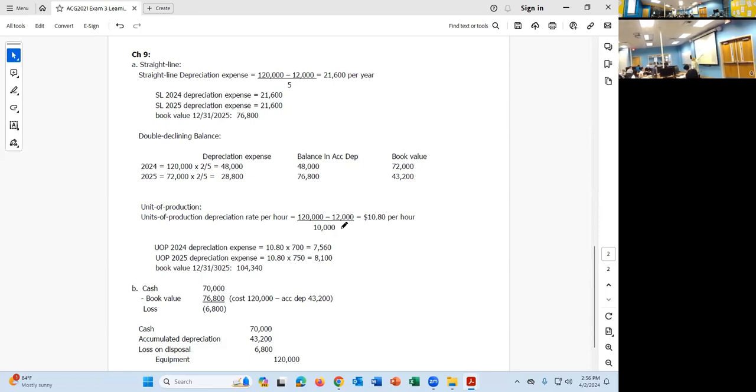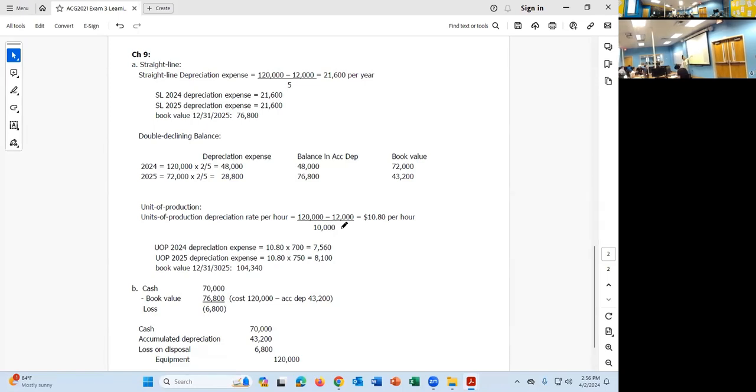Well, when we think about what that does to our book value, because in double declining balance we have to recalculate our book value every year. At the end of year 1, we just recorded $48,000 in accumulated depreciation. Remember, book value is cost minus accumulated depreciation. So 120,000 minus 48,000. At the end of year 1, my book value is $72,000. That is going to be my starting point for year 2.